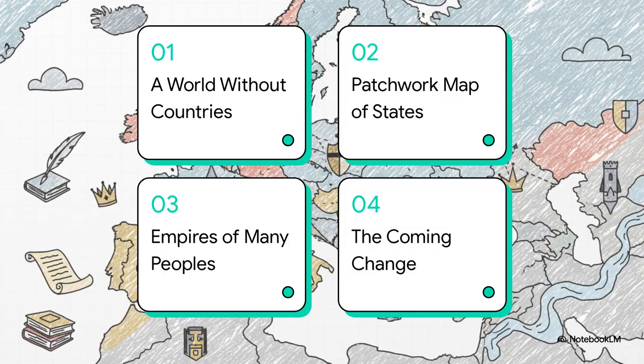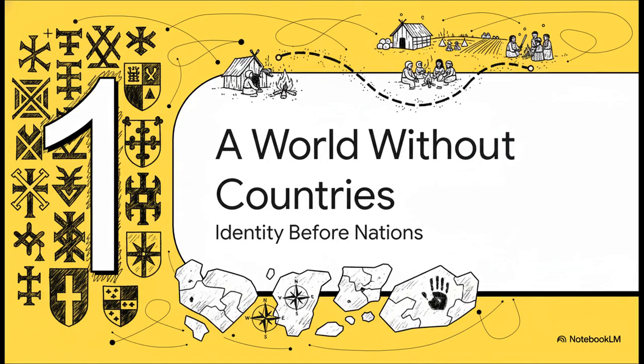So here is our plan for today. We'll start by picturing a world without countries as we know them. Then we will look at the map of old Europe, which was like a patchwork of states. We'll also explore the huge empires that were made up of many different peoples. And finally, we will understand why this old system had to change. All right, let's begin with our first section, a world without countries.